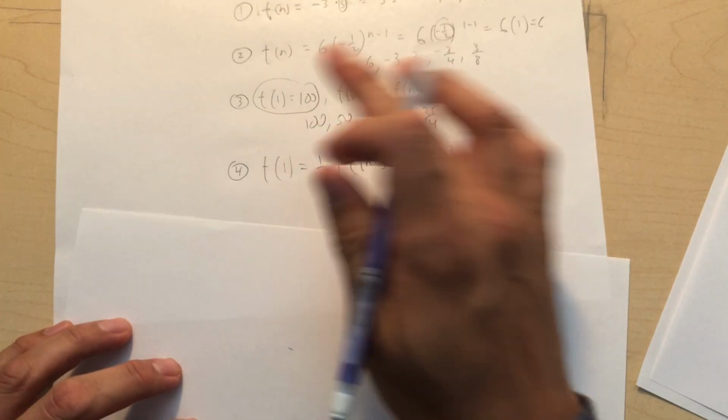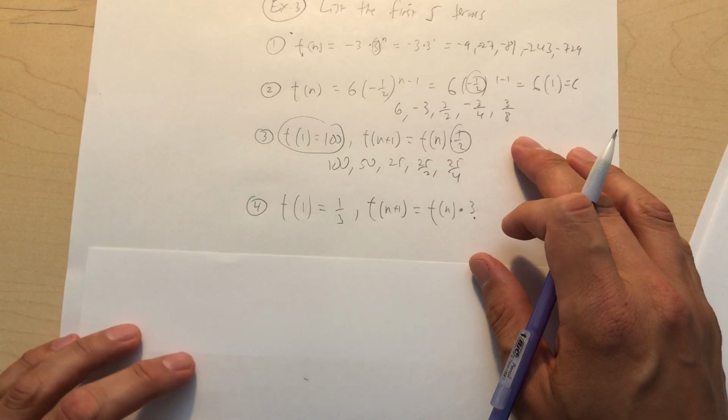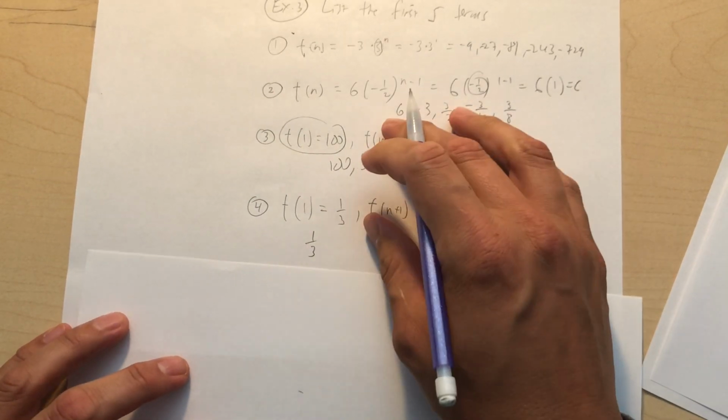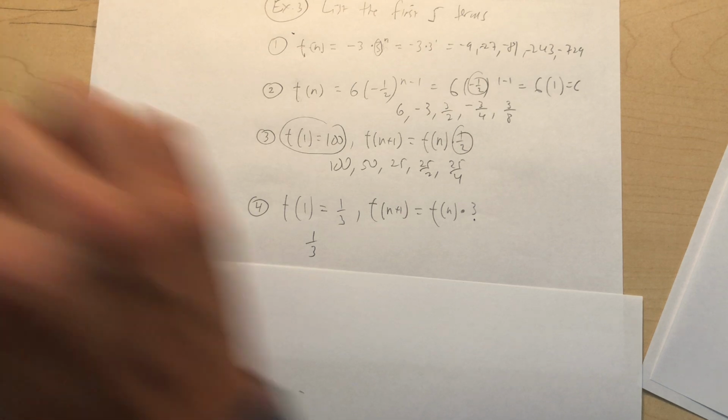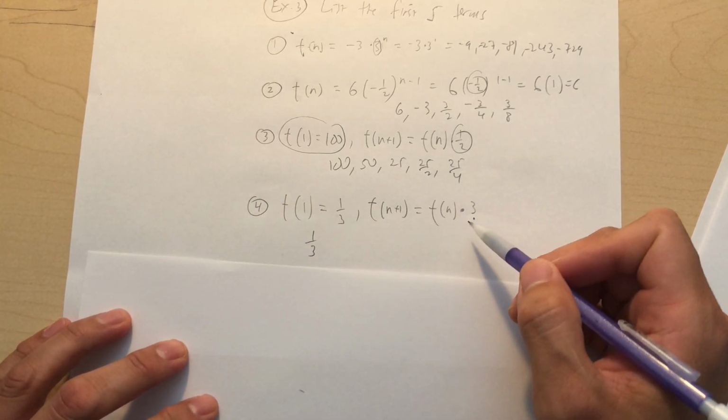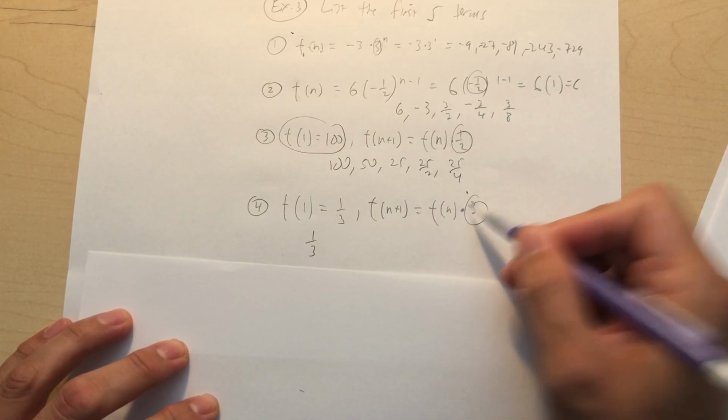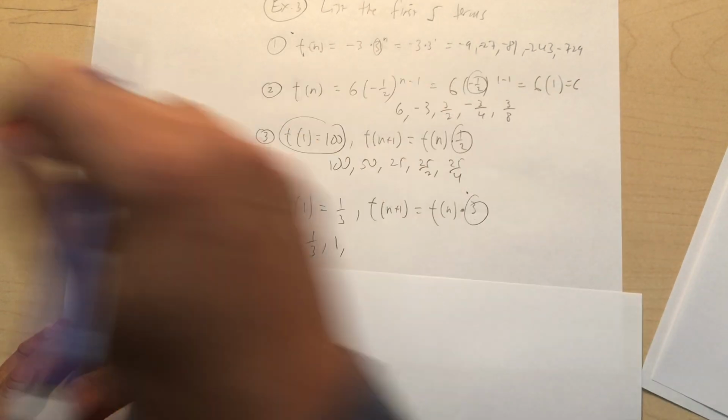Finally, our last one. Our first number is 1/3. As you can see, it tells you right there that it's 1/3. Your multiplier happens to be 3, so I'll multiply by 3, and it gives you 1.